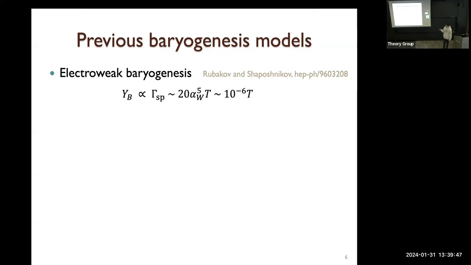So electroweak baryogenesis relies on a small coupling. Actually, alpha weak is not that small, but it is to the fifth power, so eventually it's small.